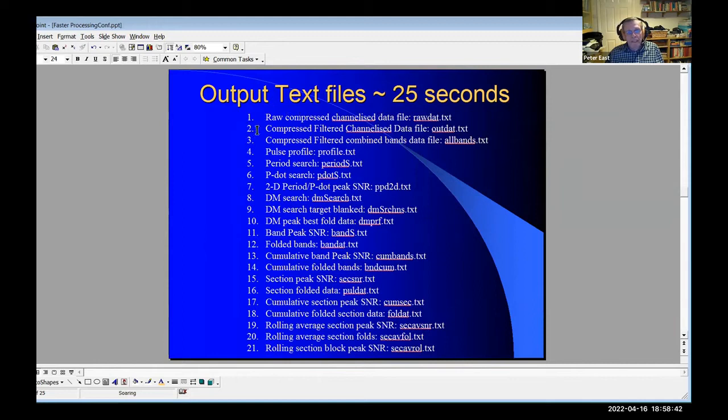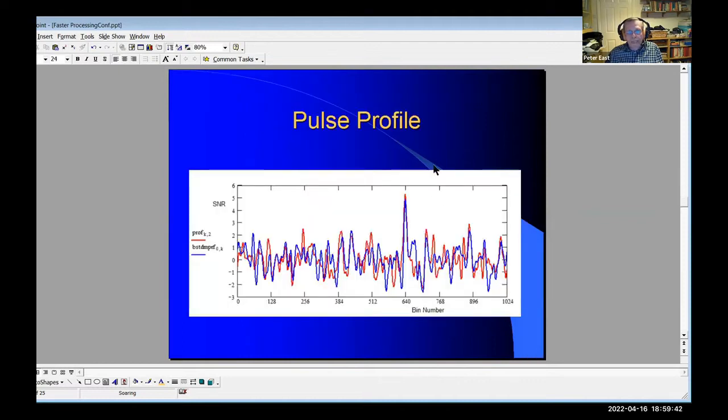The raw compressed channelized data, the compressed filtered channelized data, compressed filtered and combined bands, that's all the bands combined together. The pulse profile, it does a period search, a period rate search, a 2D period search, a number of dispersion measure searches, band peak, and it does the bands. These are various band folds. And then it looks at the sections, looks at the cumulative sections, and then it does these rolling average sections, which I'll tell you about. So all of those files, actually, most of them do folding operations. There's no data manipulation at all, although you can input data in two files. I call them blank sections and blank frequencies, where you can blank out sections and frequency bands.